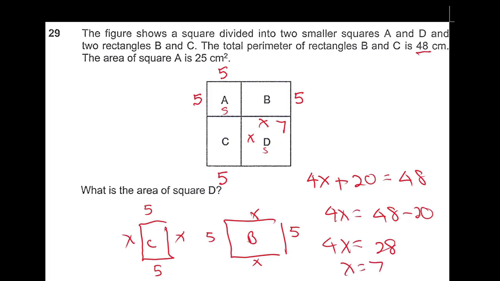So which means that we know that this is 7 centimeter and this is 7 centimeter. So what is the area of D? 7 times 7 will give me 49 centimeter square. So the answer is 49 centimeter square.